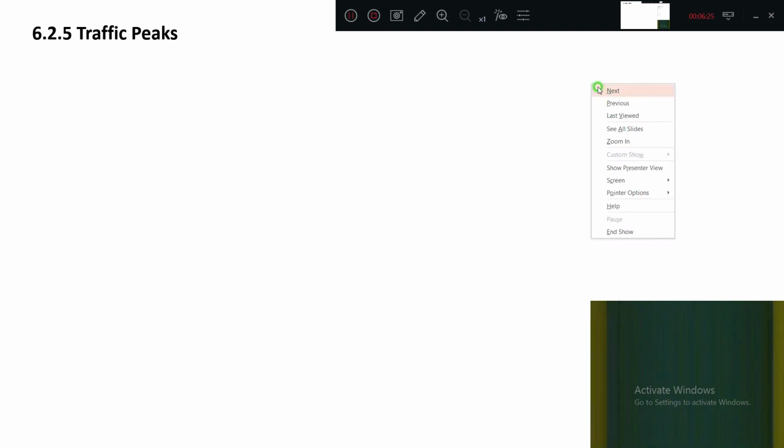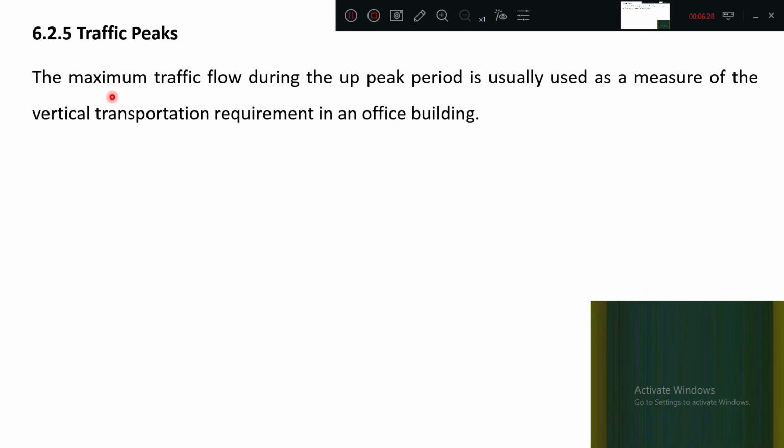Traffic peaks. What are these factors? The maximum traffic flow during the peak period is usually used as a measure of the vertical transportation requirement in an office building. Very, very important. Morning hours 9 to 10 may be the peak period for the operation of the lift.